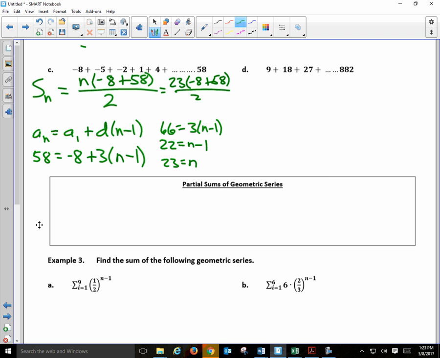What's negative 8 plus 58? Not a trick question. Negative 8 plus 58 is 50. Divided by 2 is 25. And 23 times 25 is 575. That's the sum. If you take negative 8 plus negative 5 plus negative 2 plus 1 all the way up to 58, you get 575.